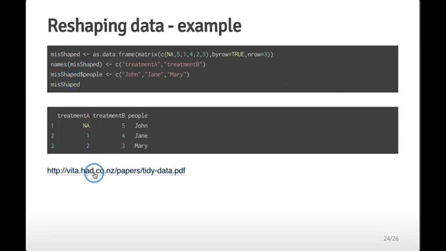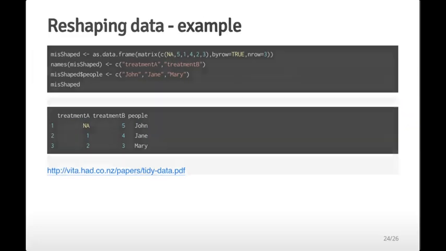This is actually an example from this paper. What it has is treatment A, treatment B, and people are the different elements of this data frame. Then there are values that correspond to different treatments and different people. What we want to do is reconstruct this data set so that in each row we have a particular observation, and in each column we have a variable.